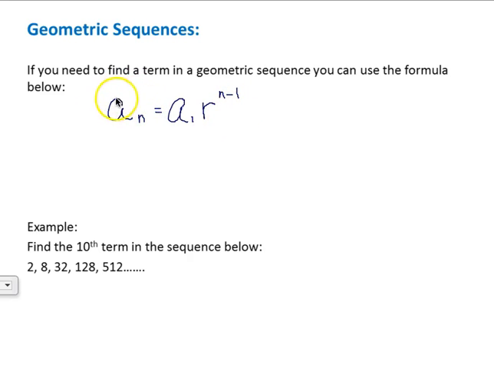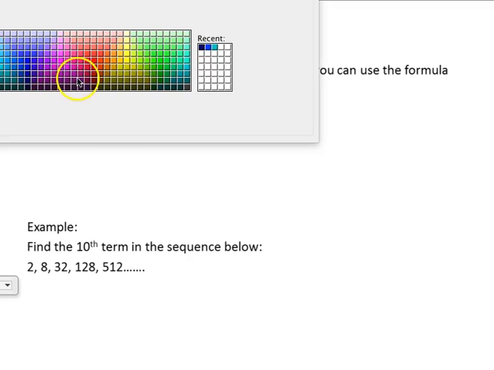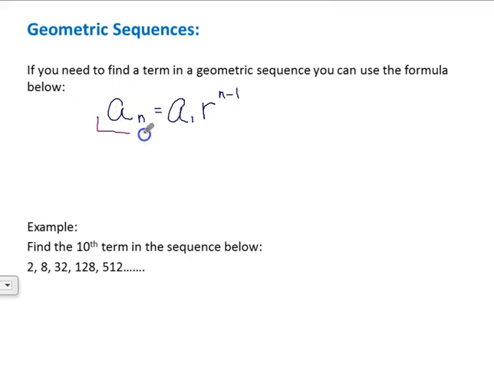So a sub n is the nth term. It's whatever term you're looking for. So it's the 10th term, if you're asked to find the 10th term, the 20th term, or the 30th term. So this formula is going to give you whatever term you are asked to find. And I put nth because it could be anything. It could be the 100th term. It could be the 30th term.